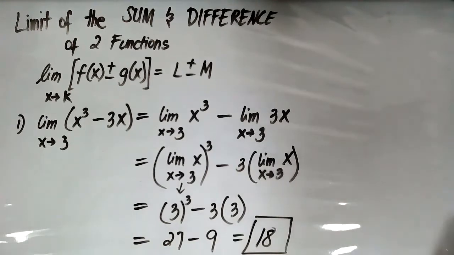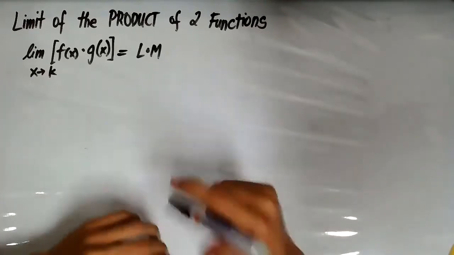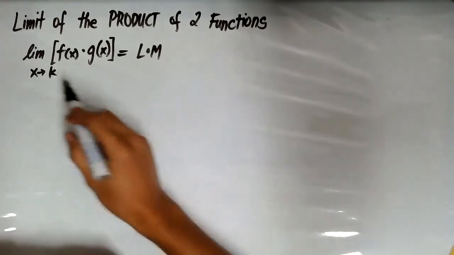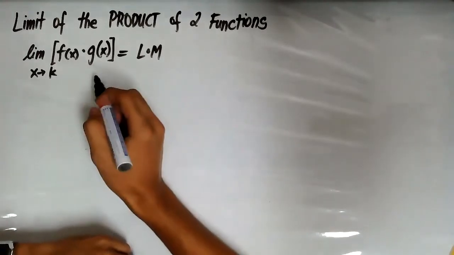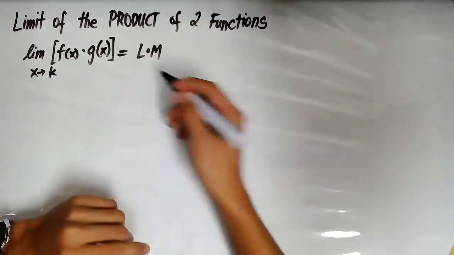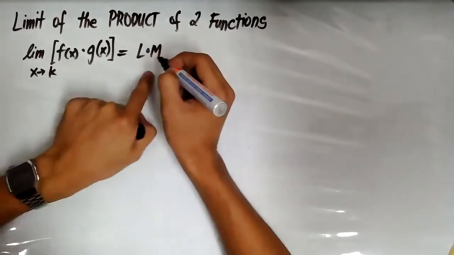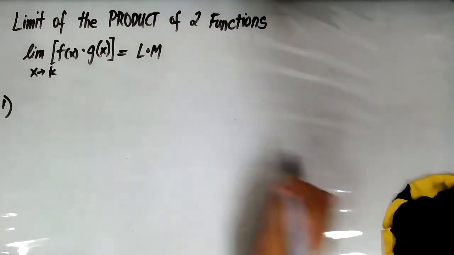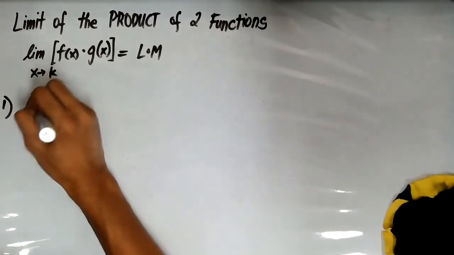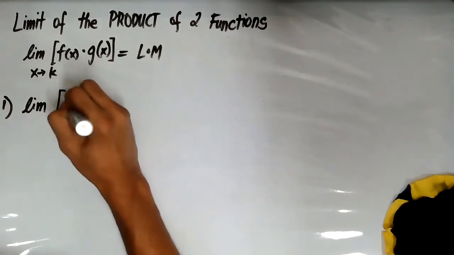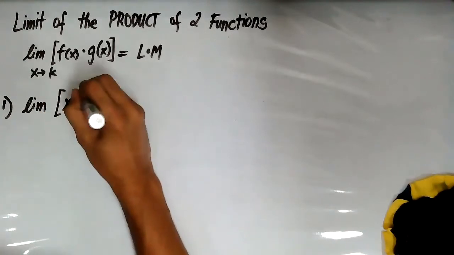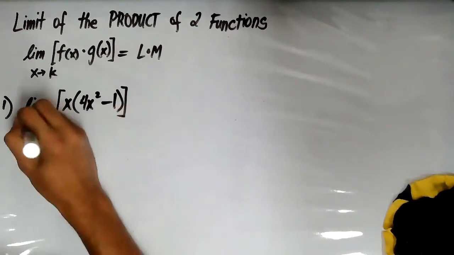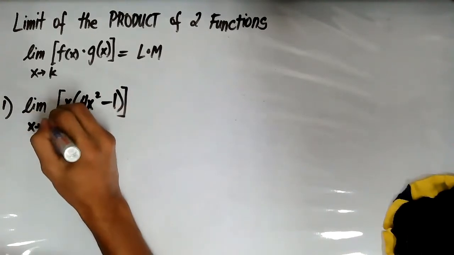All right. So let's move on to getting the limit of the product of two functions. We all know that it is defined in the last video that if you're going to get the limit of the product of the functions f and g as your x approaches the value k, this will become the limit of your f times the limit of your g. All right. Let's start with example number one. We have here the limit of the function f, which is x, times the function g, which is, let's say, 4x squared minus 1. All right. As your x approaches, let's use negative 1.